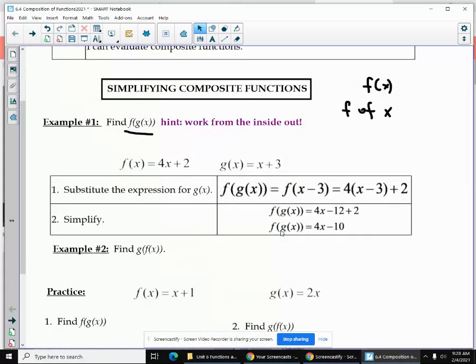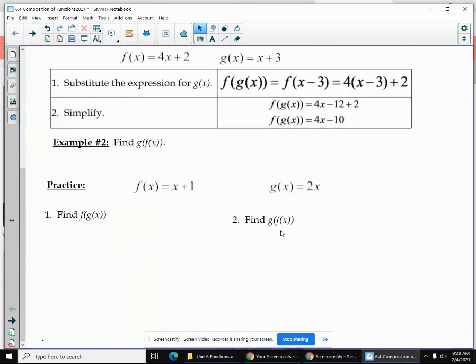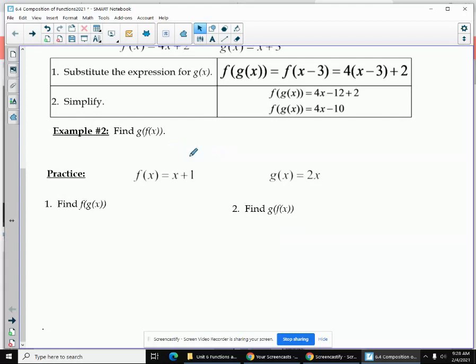Now, example number 1 is done for you, so I will not repeat it. But let's solve example number 2. I want to find g of f of x. If I asked you to evaluate g of 3, all you would do is use this function and do 2 times 3. But now I am asking, what is g of f of x?